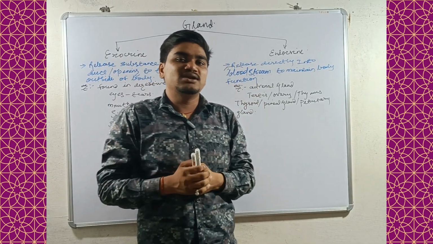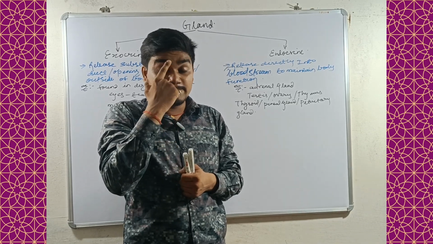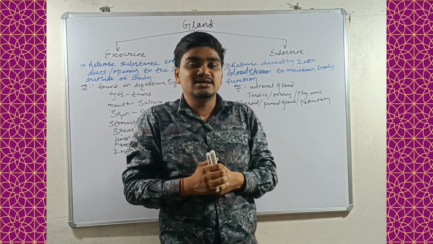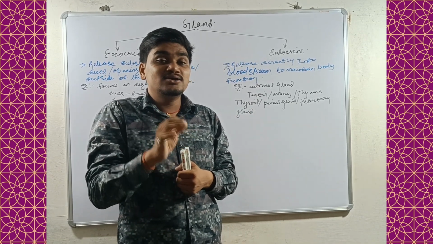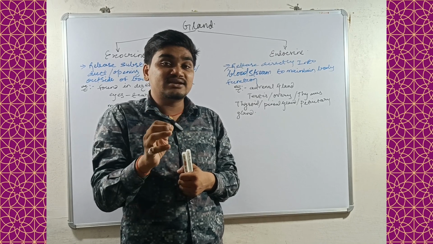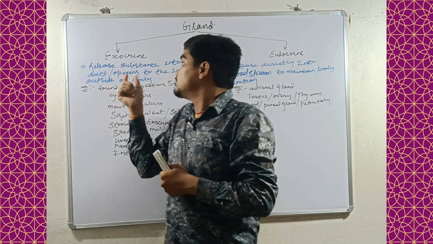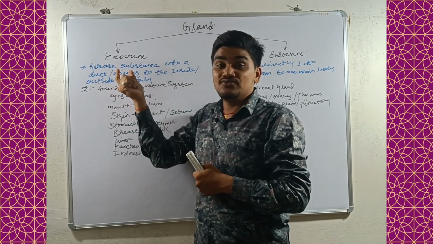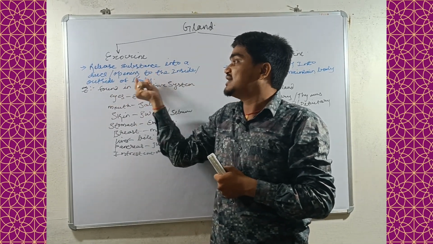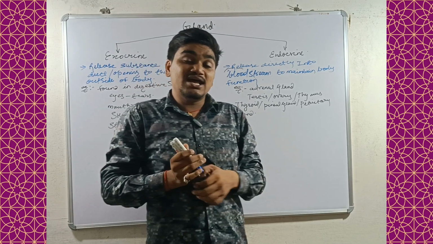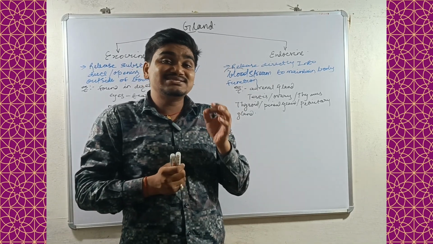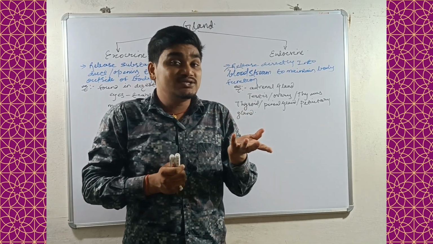There are 2 types of gland: exocrine gland and endocrine gland. What is the meaning of exocrine gland? A gland which secretes its secretion into a duct or vessels, opening to the inside or outside of the body. A type of gland which secretes its secretion directly into a duct.